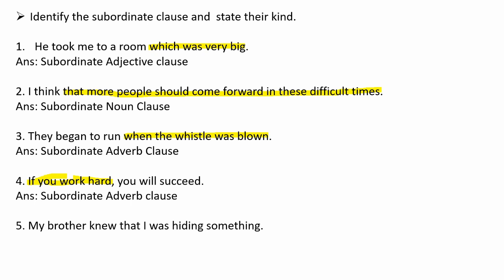Fifth one, my brother knew that I was hiding something. So that I was hiding something is a subordinate clause. Form a WH question to get the subordinate clause as the answer, and the WH question will be what my brother knew. So as the WH question is what, that I was hiding something is a subordinate noun clause. So now I think that you are clear with clauses.